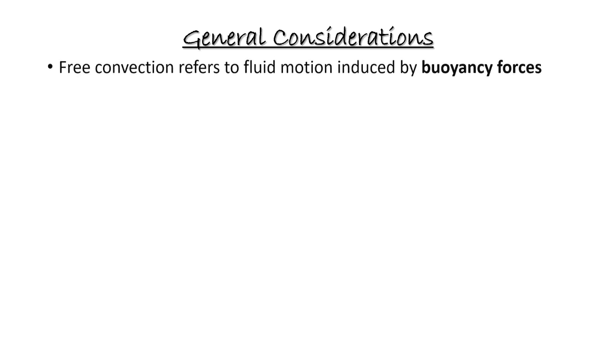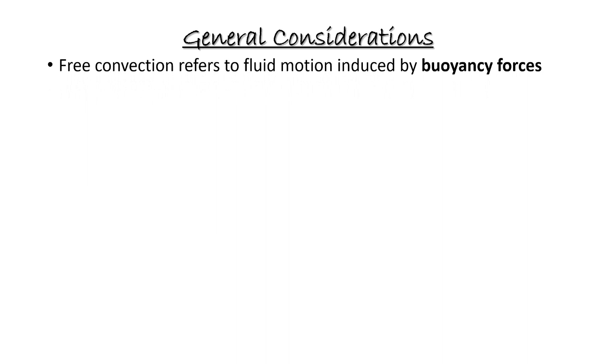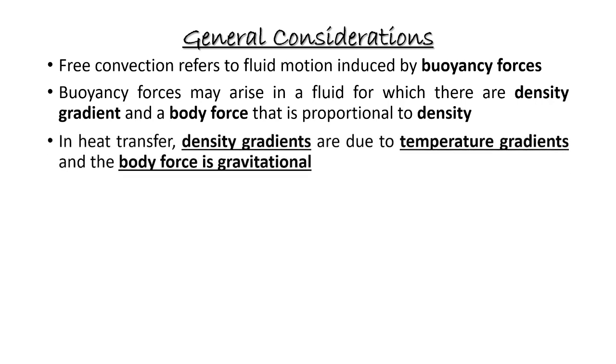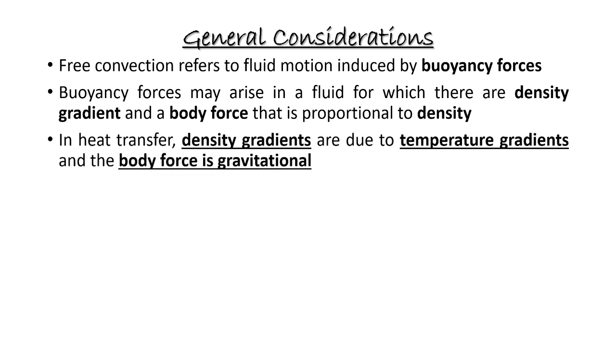So in a gravitational field, there is a net force that pushes upward a light fluid placed in a heavier fluid. The upward force exerted by the fluid on a body completely or partially immersed in it is called buoyancy force. So free convection refers to the fluid motion induced by buoyancy forces. Buoyancy force may arise in a fluid for which there are density gradients and a body force that is proportional to density. In heat transfer, density gradients are due to temperature gradients and the body force is gravitational.